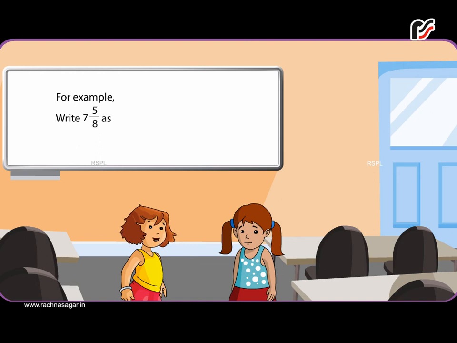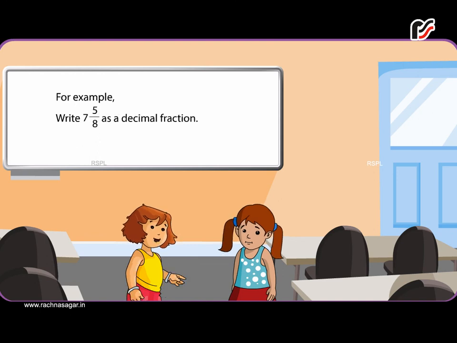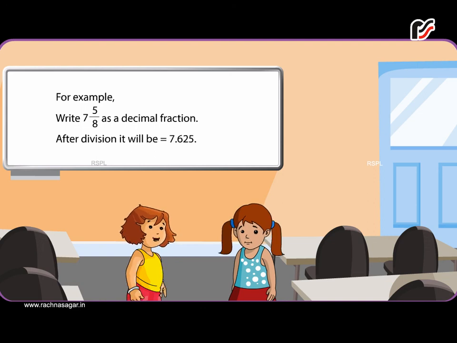For example, write 7 5 by 8 as a decimal fraction. After division, it will be equal to 7.625.